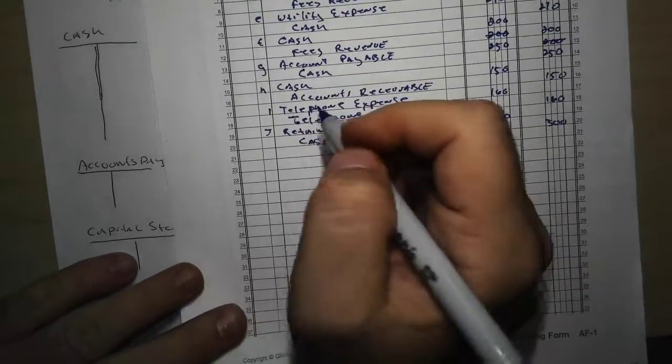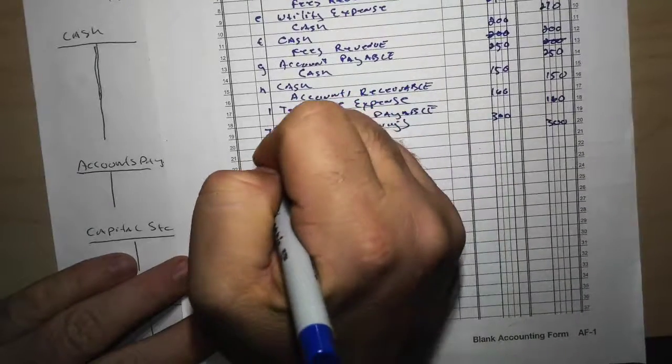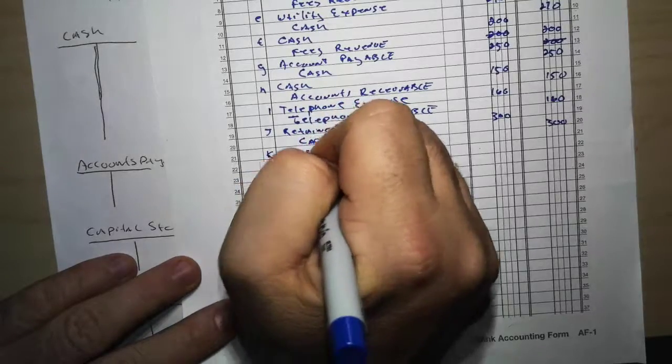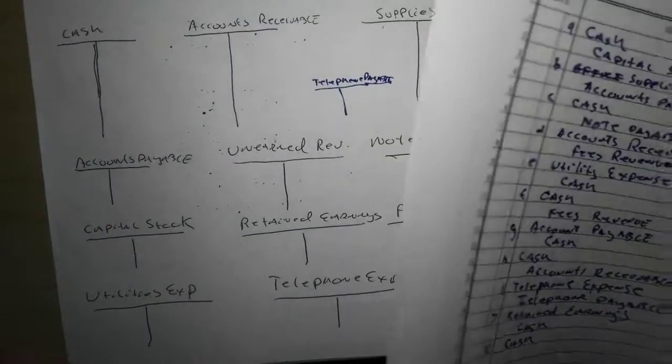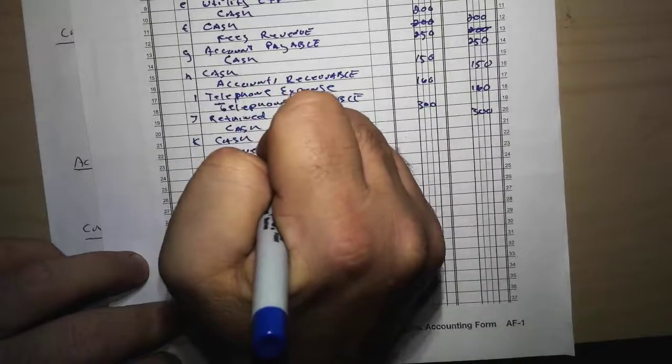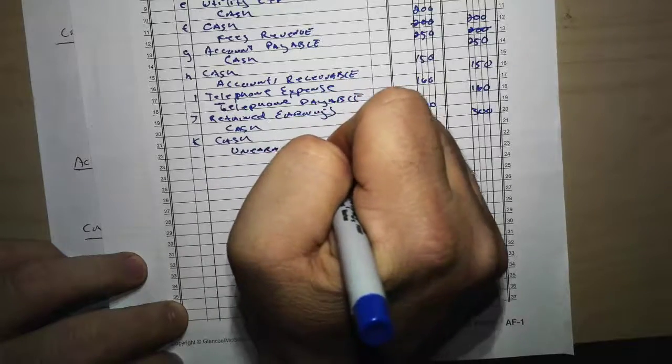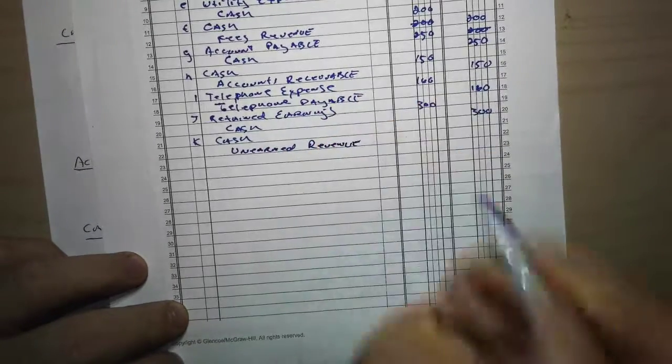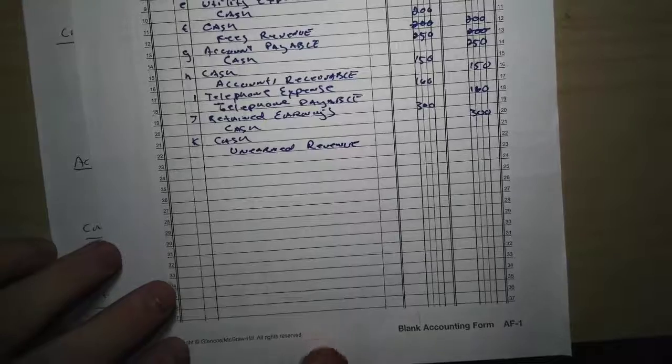Okay, received a $500 deposit from a client for work to be performed next month. This is K. We're going to get some cash, and this is going to be unearned revenue. We didn't do the work yet, so it's unearned, and that was for $500.